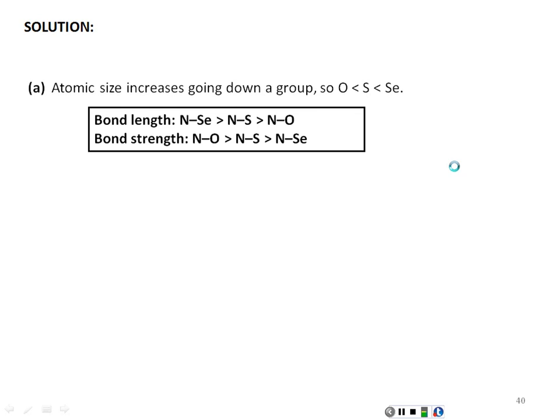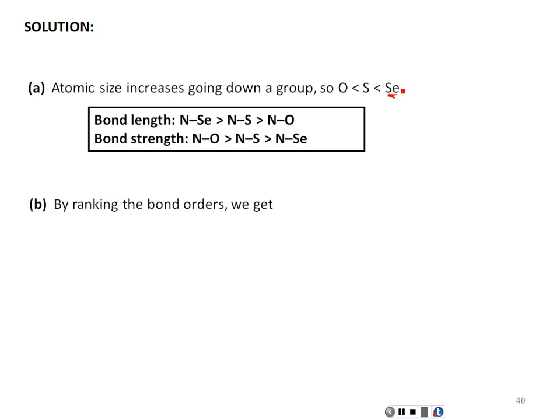So what does that mean? So the bond length, the largest atom here would be selenium. So our bond length, the longest bond would be nitrogen-selenium, followed by nitrogen-sulfur, and the shortest would be the nitrogen-oxygen bond. And the bond strength, well, that's just the reverse of the top trend. The shortest bond is the strongest bond, and the longest bond is the weakest bond.